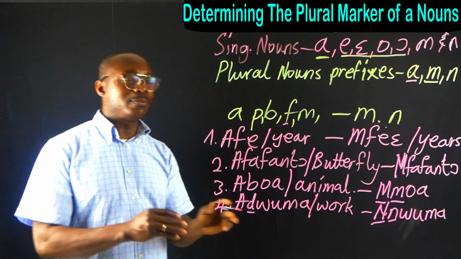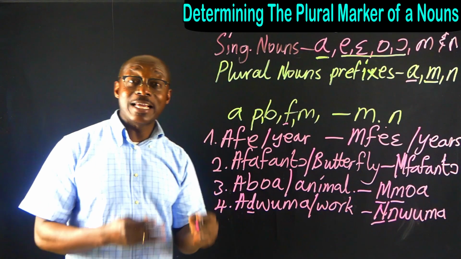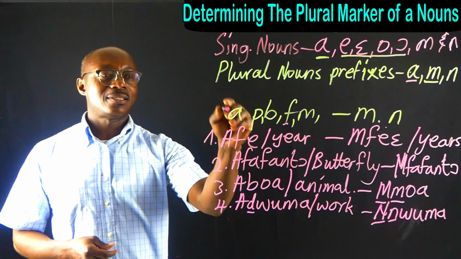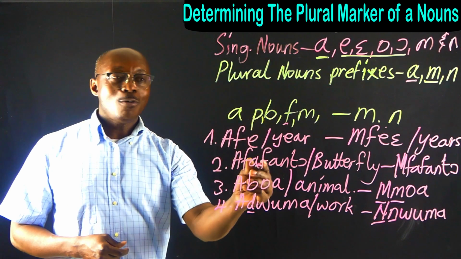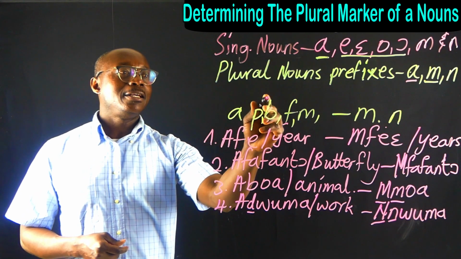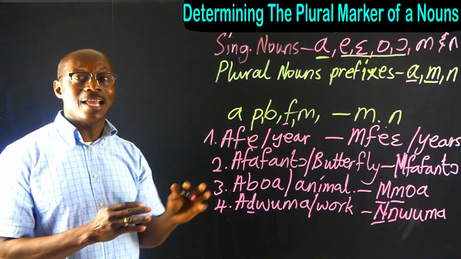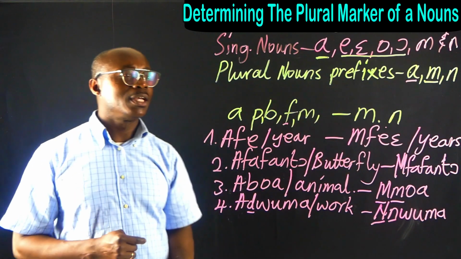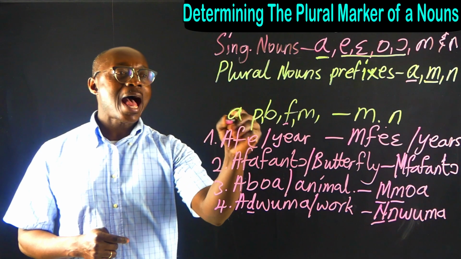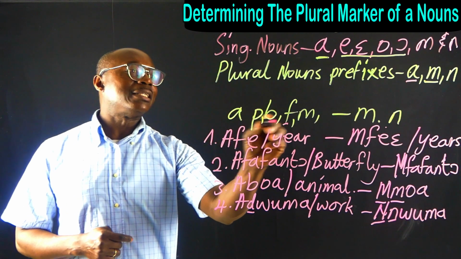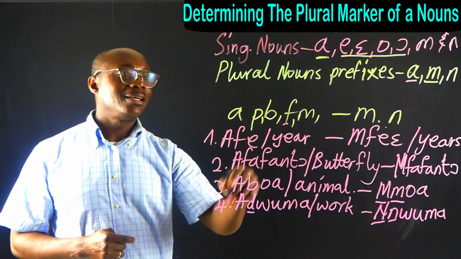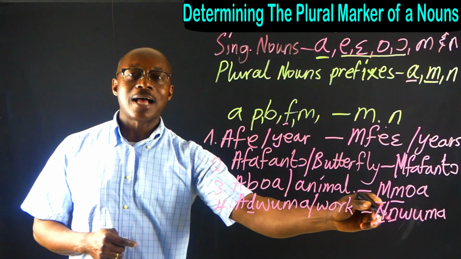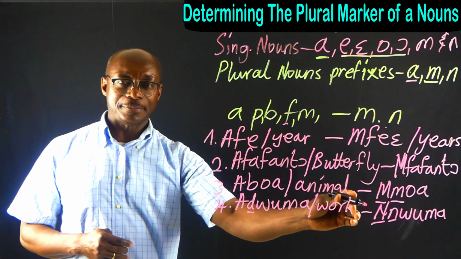But before we explain that, let us remind ourselves. We are saying that nouns that begin with A, or with prefix A, followed by the consonant P, B, F, and M, are likely to take M as prefix in the plural state. However, if it has the prefix A, but a different consonant other than these four, then it will take N as prefix in the plural state. This is what we are saying.